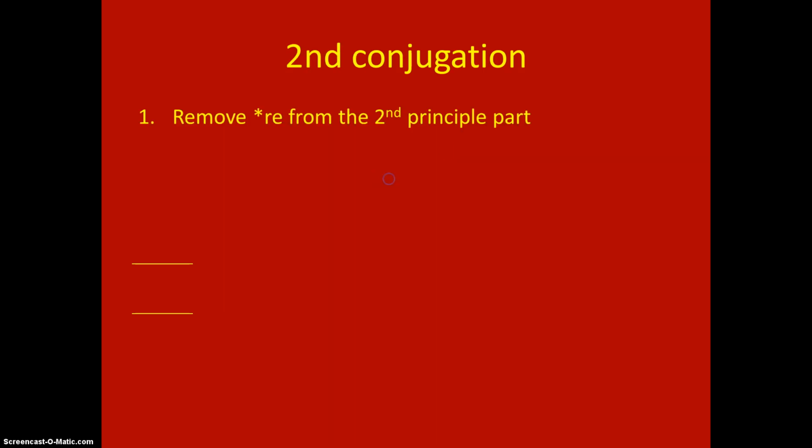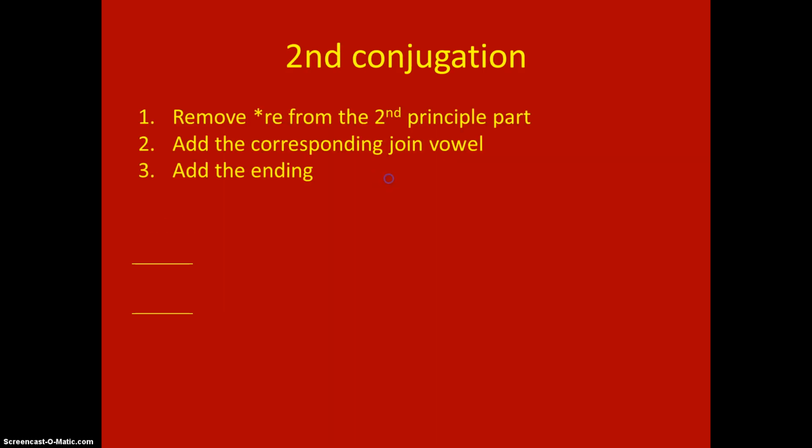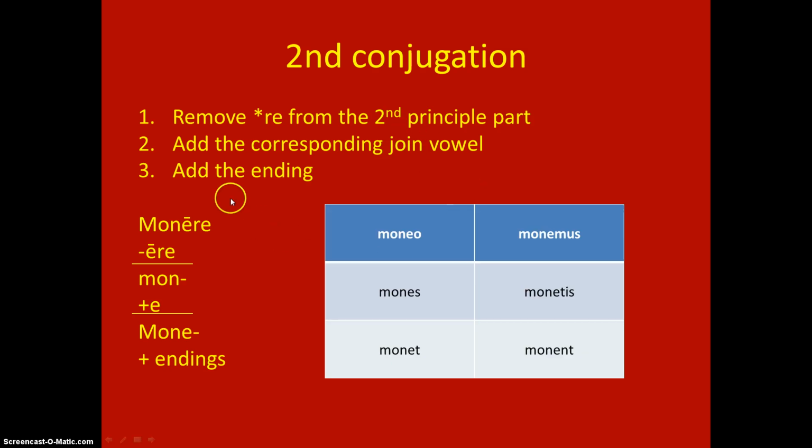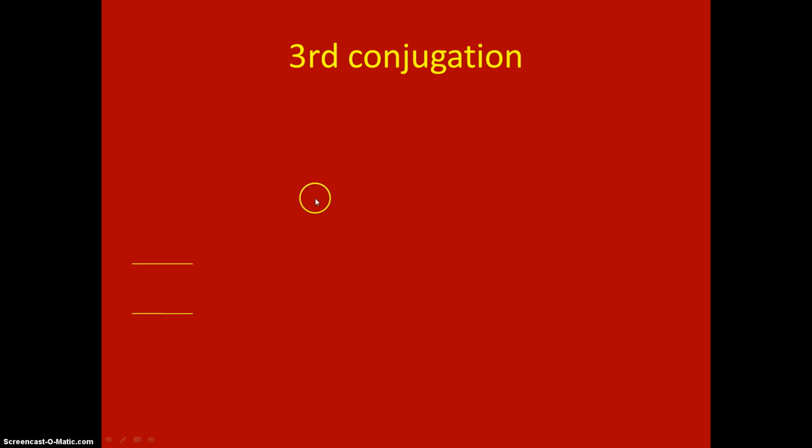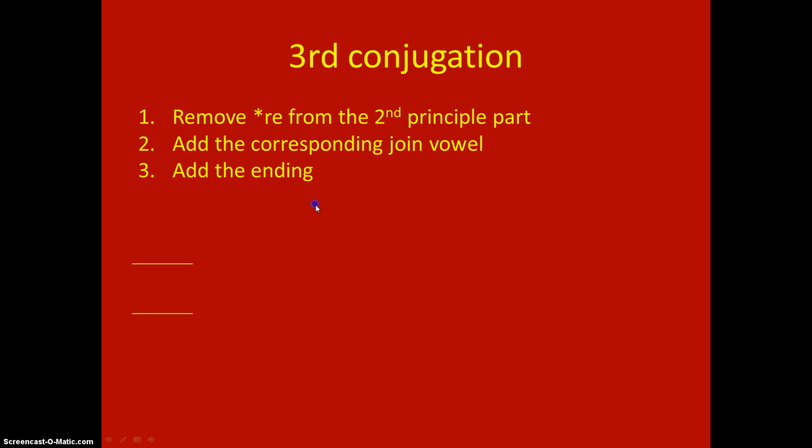Okay, second conjugation. Same process. We start with monere. We're going to remove a long ere. We're going to add the join vowel, and then we're going to add our endings. So we get moneo, mones, monet, monemus, monetis, monent. Third conjugation, same pattern. Mittere minus ere plus our join vowel plus our endings.